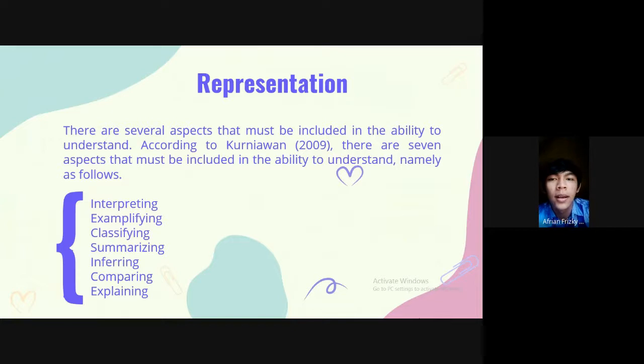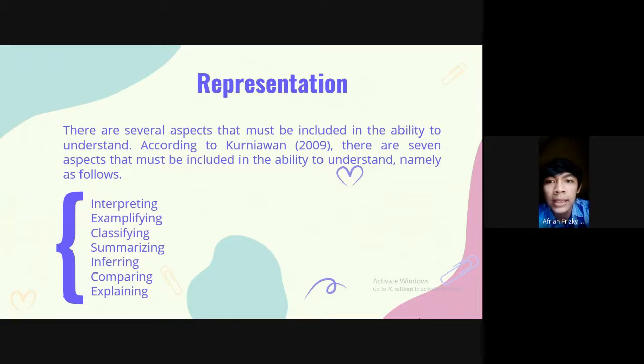Okay, and then there are several aspects that must be included in the ability to understand. According to Kurniawan, there are 7 aspects that must be included in the ability to understand. The first is interpreting. Interpreting is the ability to interpret an object that begins with the process of changing one representation to another. For example, describing something in our own words, interpreting a picture with words.